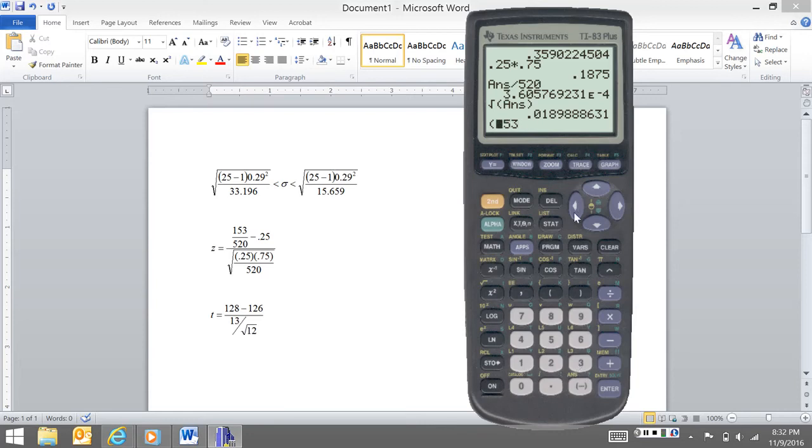Actually, I want 2. I want 153 divided by 520, parentheses. So I'm saying do that first, minus 0.25, and parentheses. That's my entire numerator. Now divide it by answer. So that's the denominator I already got. That's my entire numerator. And by putting this in parentheses, it'll do this first, then subtract. And you can see there's my answer, 2.33.